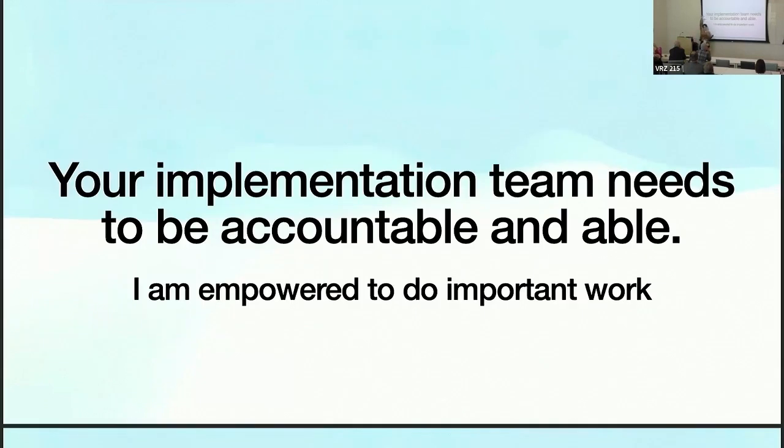Okay, we started way up at the org, now we're going to go way down. Your implementation team needs to be accountable and able. They need to be able to work. Most of our engineers and devs don't know how to work with HTML web. They don't know how to work with Graph at all. People may find it easier if they understand object-oriented programming, linguistics, poetry, logic, or discrete math.